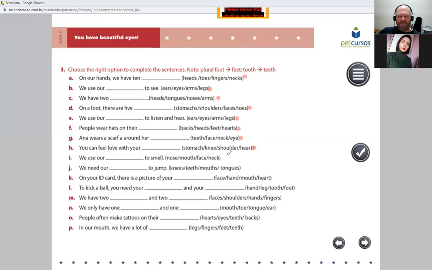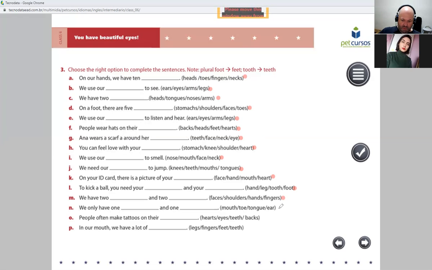Okay. We use our nose to smell. Yes. We use our feet to jump. Yes. On your ID card, there is a picture of your face. Yes, perfect. Pick a ball, you need your foot and your leg. Yes. We have 2 shoulders and 2 hands. Okay.